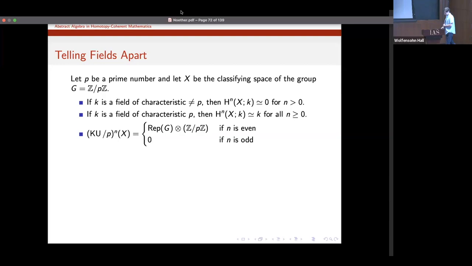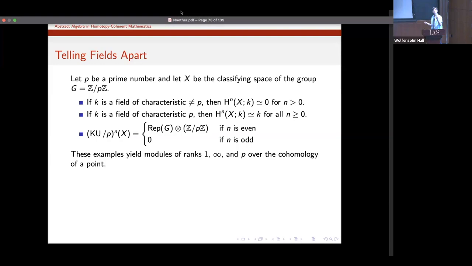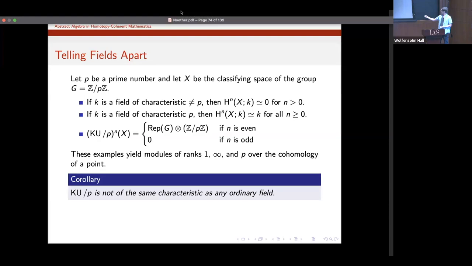And I just want to point out, these answers all look very different from each other. If you ask what is the rank of the answer as a module over the cohomology of a point, in the first case, we got a module of rank one. In the second case, we got a module of infinite rank. And in the third case, you get a module of rank P. And as a consequence, this KU mod P is not of the same characteristic as any ordinary field. It's something that's genuinely new.